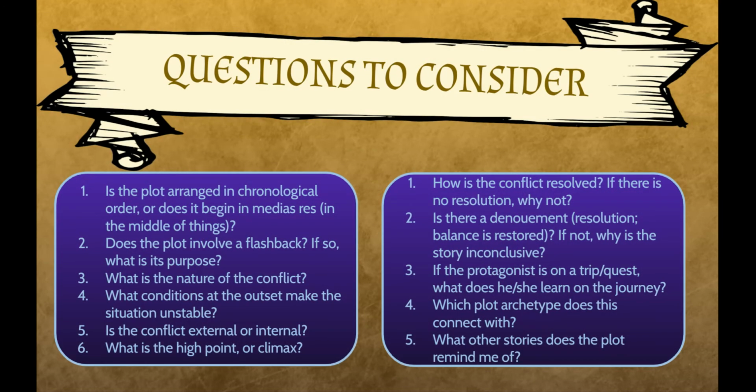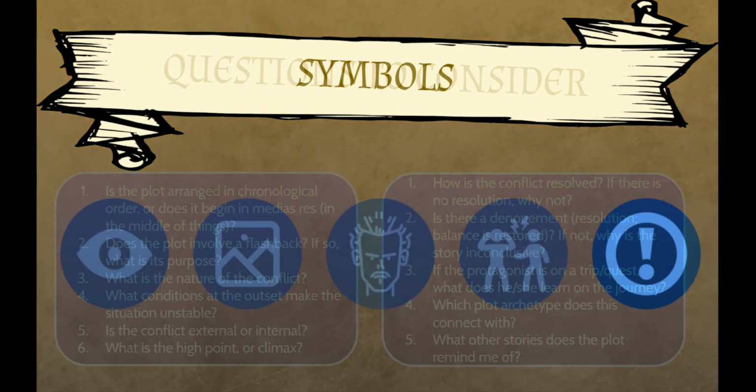There's a lot of things that we would look at for questions to consider for plot and conflict, and just looking at how the conflict moves forward, where's the climax of the story, is it resolved, how is it resolved, when the protagonist goes on a trip or a quest, what do they learn from that? And then how do those stories connect to other stories? It can help us with analysis because we can pull in ideas that we get from other stories with similar experiences. Last thing we're going to look at is symbolism.